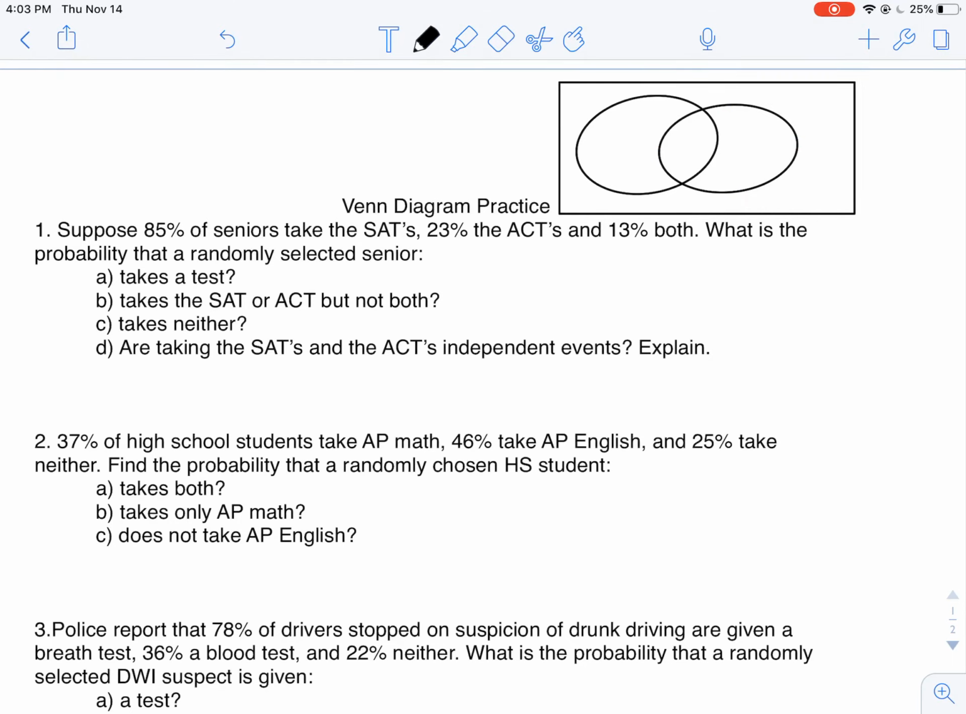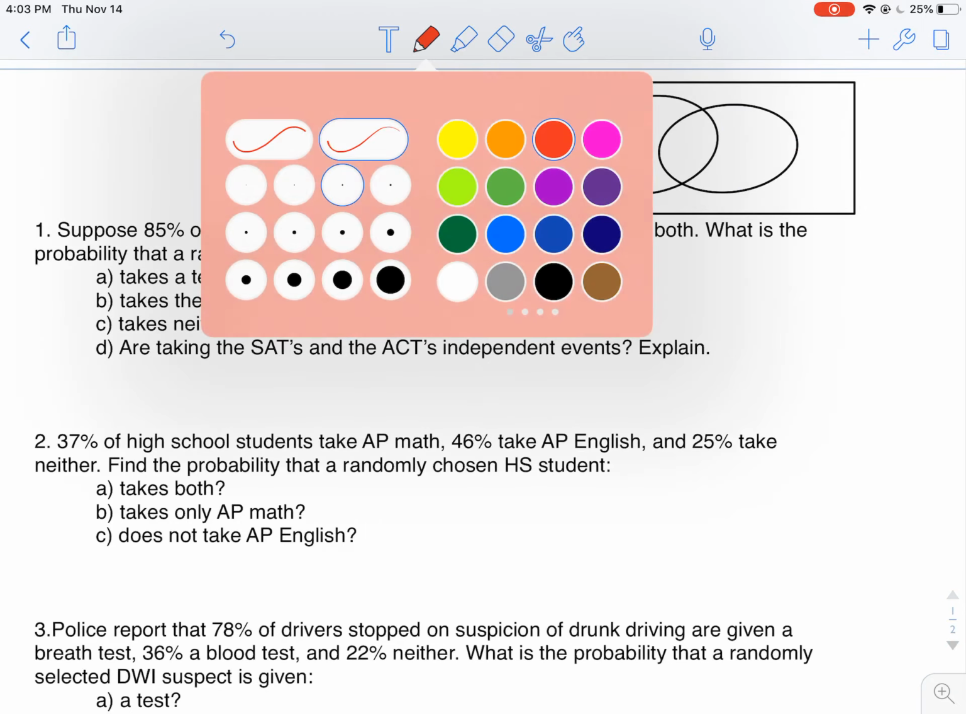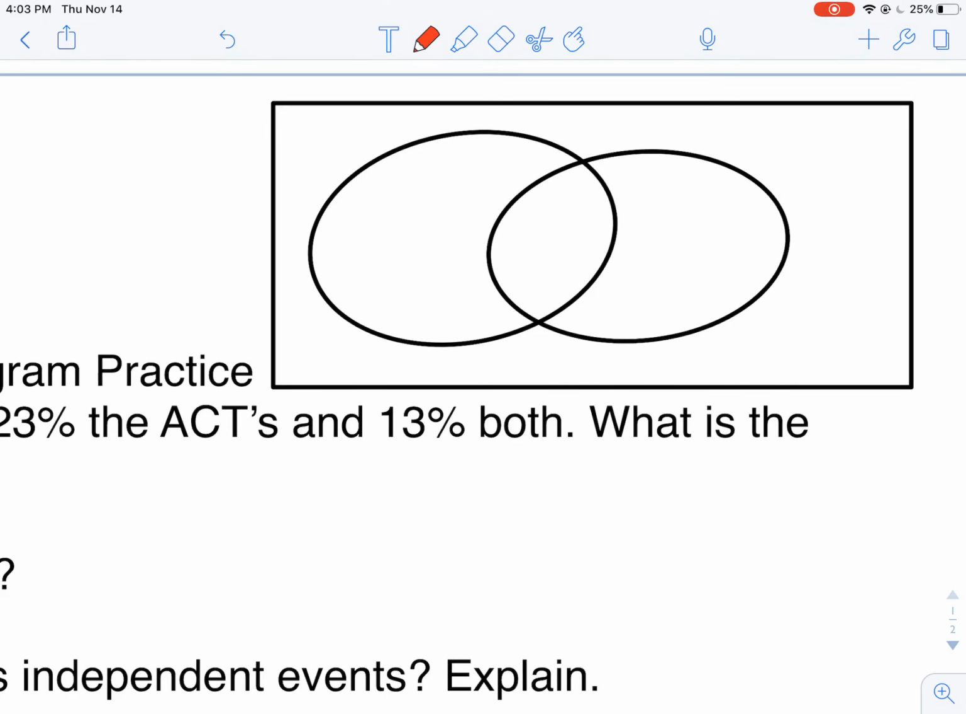Alright. So I'm going to have one represent ACTs. One represent the SATs. And as we know, that overlap right here in the middle represents both. So I'm going to start with the both. We've got 13 that represent both.